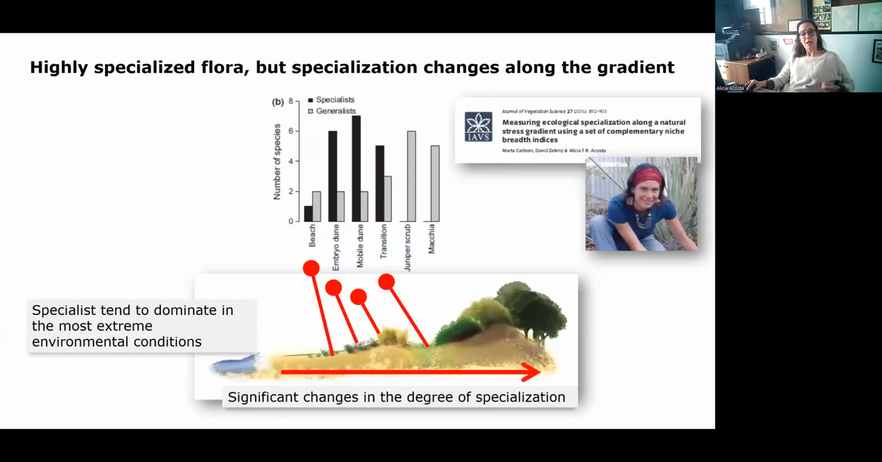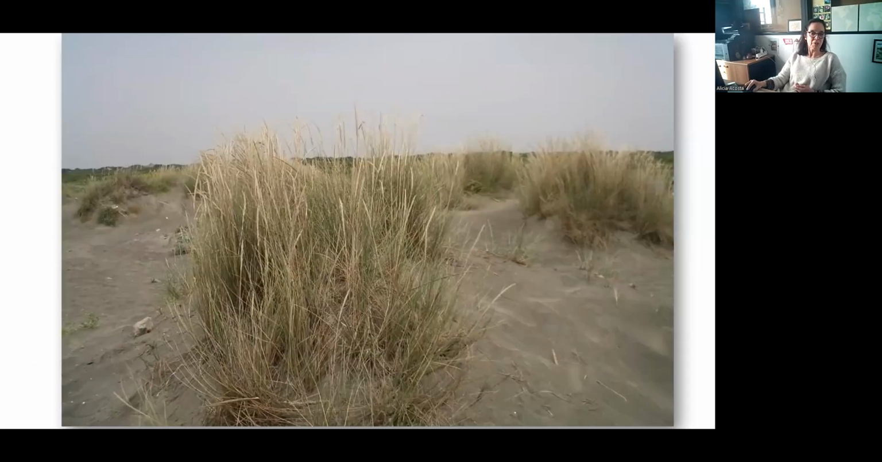Marta Garboni and colleagues analyzed the distribution of specialist species along the coastal zonation, applying different specialization indices. We found a significant variation in the degree of specialization along the sea-inland gradient. Specialist species dominated close to the sea in the most extreme conditions, while generalists were dominant more inland, in the more sheltered inner part of this zonation.